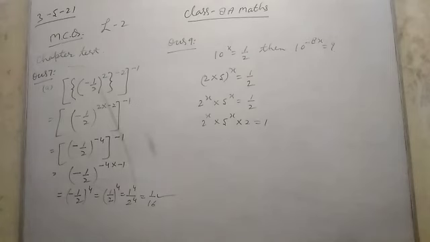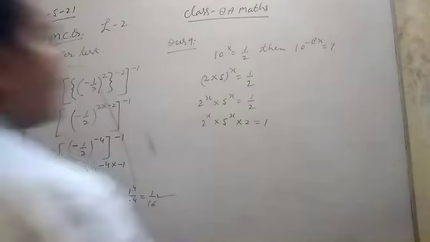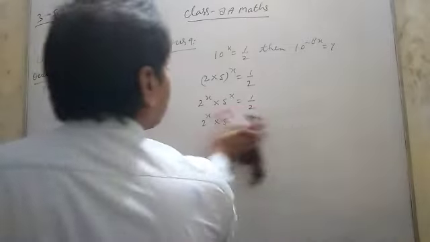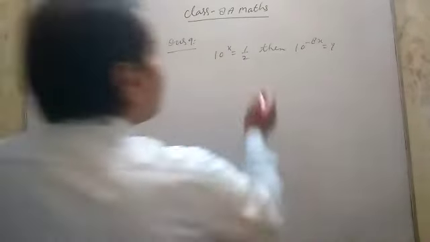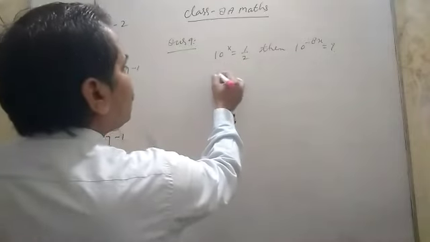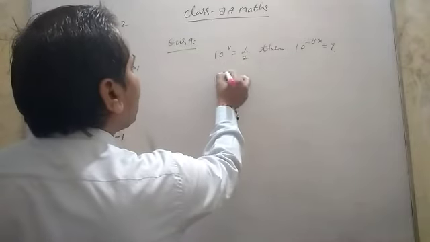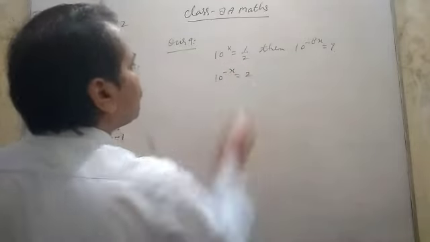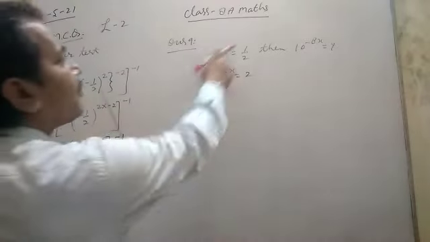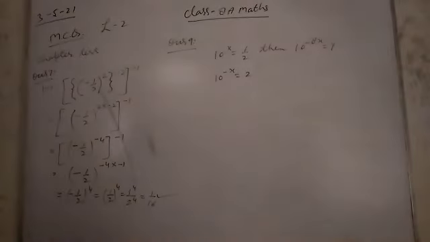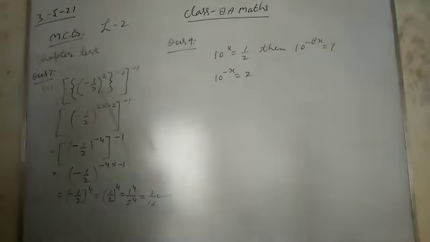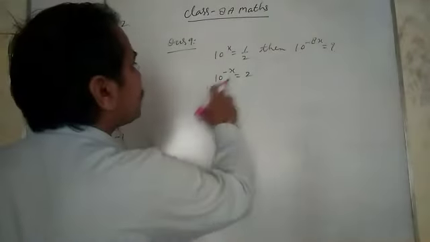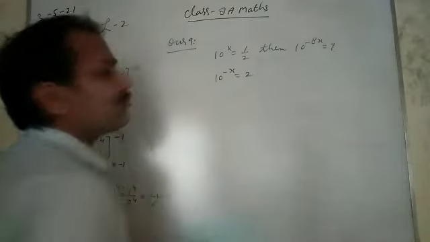Okay, not this way, because 10 power minus 8x is asked. So 10 power x is equal to 1 by 2. So what will 10 power minus x be? 10 power x is equal to 1 by 2, so 10 power minus x is equal to 2.